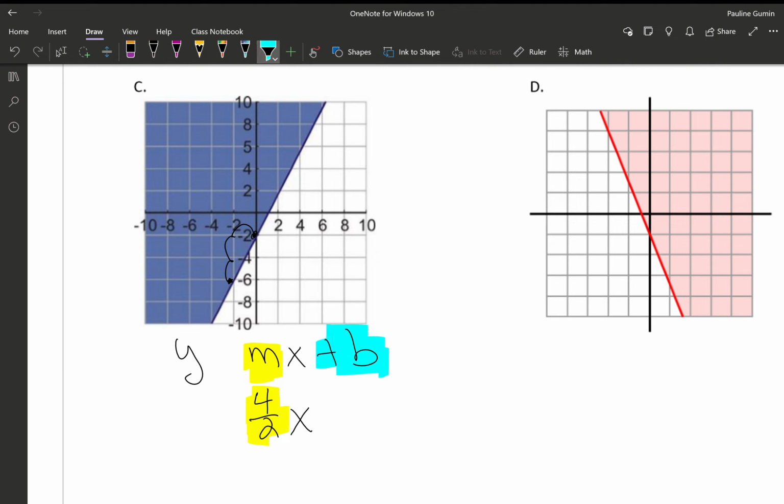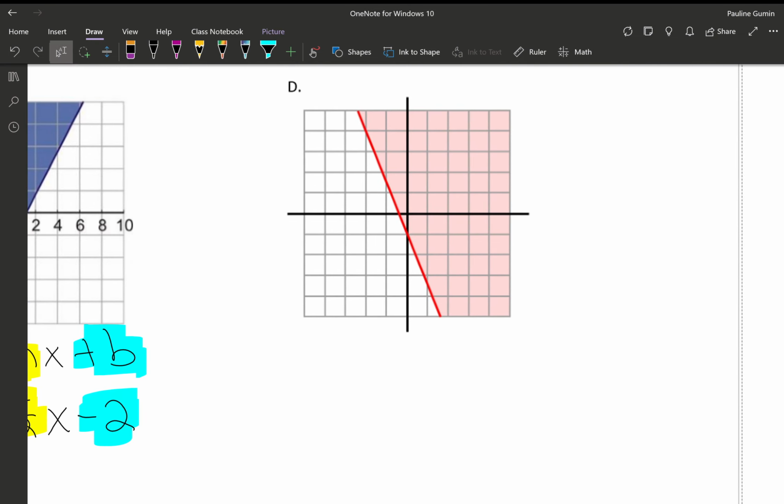Now let's find the y-intercept. The y-intercept happens right here. That's the y-axis, and that's negative 2. Fantastic. It's a solid line, so it's either going to be a greater than or equal to, or less than or equal to, one of those two symbols. The shading is happening above the line, going upwards. So we're going to have a greater than or equal to.